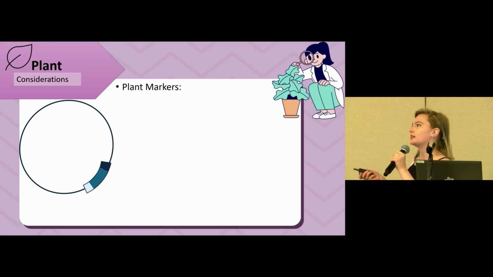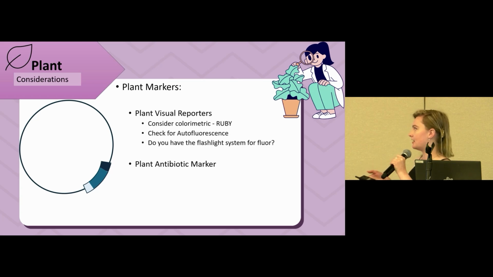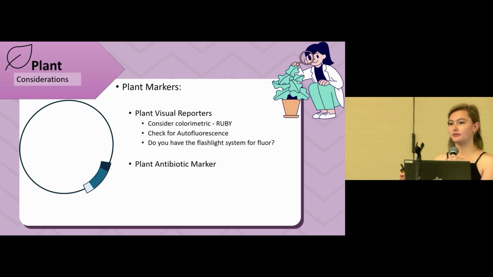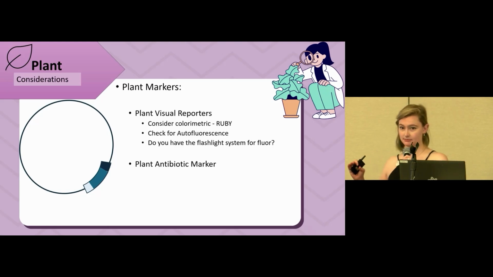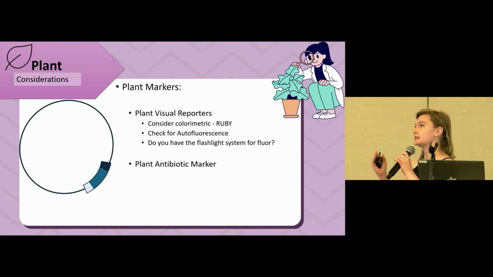you have your plant markers in your backbone, which can either be visual or antibiotic. And with your visual, you can have what's called colorimetric, like Ruby, if you've ever heard of it, where you don't need a fluorescent system. It'll just change the color of the cells. And you can also use fluorescence proteins, but that requires the flashlight system, like I said, where you have to fluoresce your cells. And that flashlight system can be expensive depending on your budget.